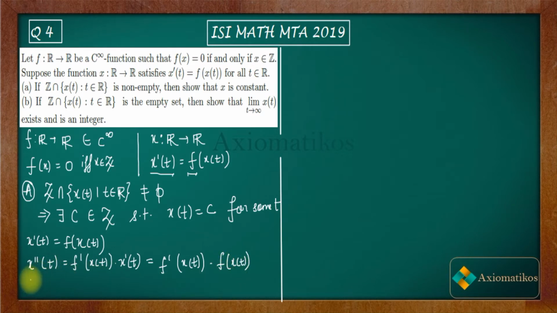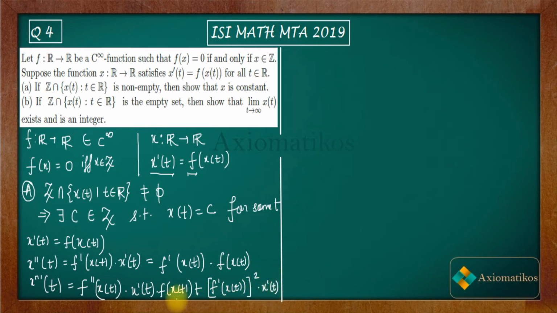Alright, now if you differentiate again, you have to use the product rule. So let us differentiate this first. You will get f''(x(t)) times x'(t). This will be the differentiation of this part. Now you keep the second function as it is, plus now you differentiate this. So you will get f'(x(t)) whole square times x'(t). So see, x'(t) we can take common. So x'''(t) will be, with x'(t) common, what is x'(t)? It's f of x(t). So I am taking this as common.